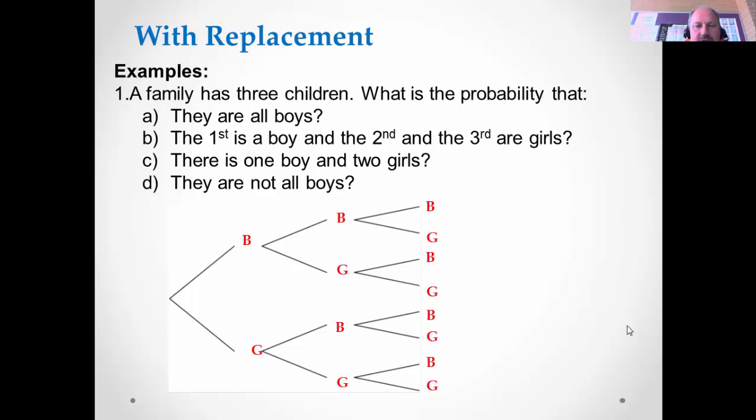Probability they are all boys. It's like our one before, 3 heads. So it'd be 1/8. First is a boy, second and third are girls. Very specific order. It's only that pathway that can happen. So it's 1 out of 8.